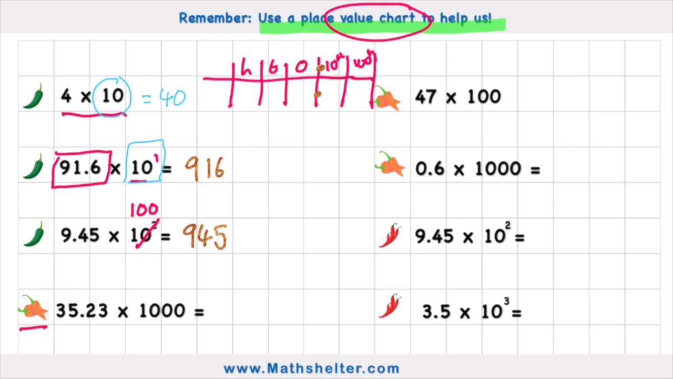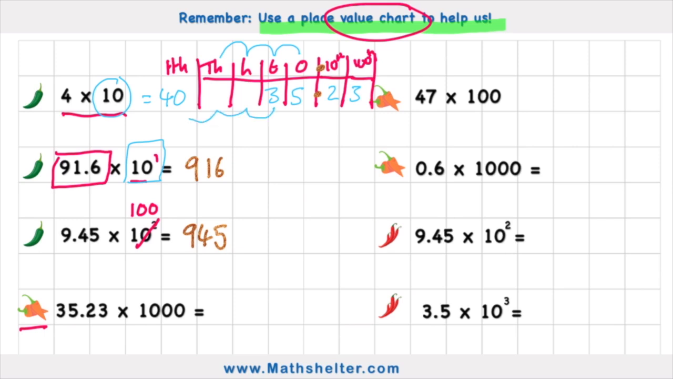So let's put my digits in place. 35.23 multiplying by 1,000 is going to mean that I'm going 1, 2, 3 jumps. So I'm actually going to need a thousandths column and a 10,000. Running out of space a little bit here, but I'm sure we can make it work.